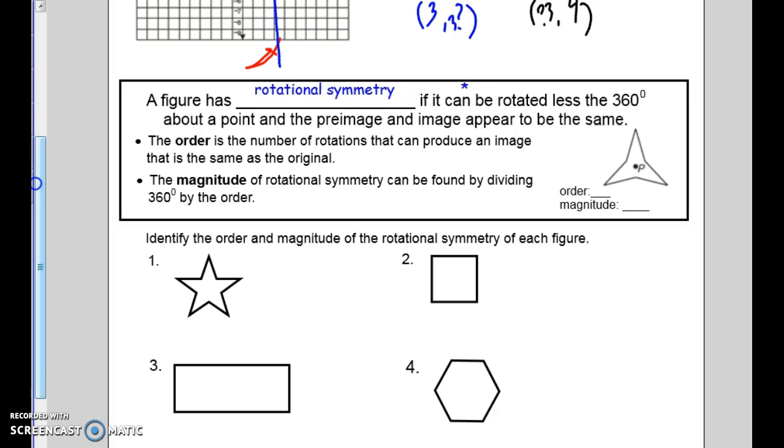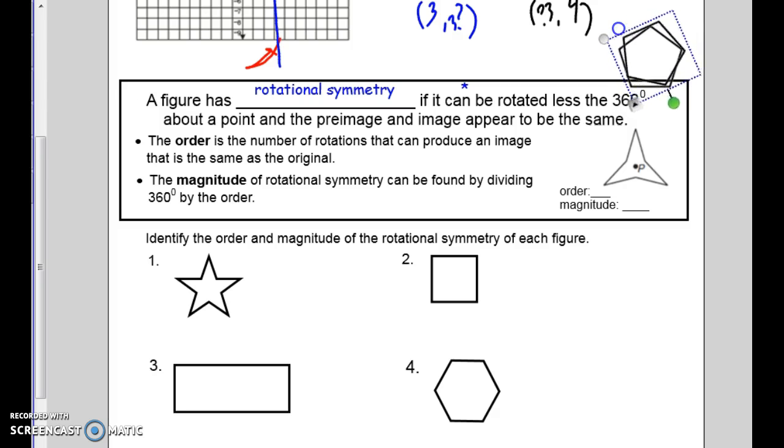All right, the last section here. A figure has rotational symmetry if it can be rotated less than 360 degrees about a point and be the same as the pre-image and the image. That means when I rotate it, can I make it look exactly the same? So for instance, if I made a hexagon right here, and just for purposes, I'm going to go ahead and clone that one so you can see it'll sit right on top. If I can take that and rotate it and it looks exactly the same, okay, then that would be 1.